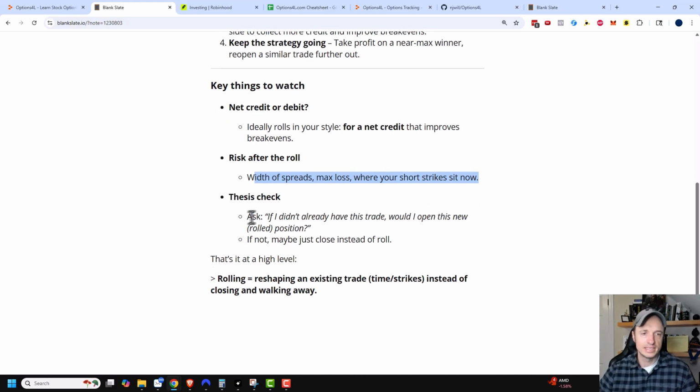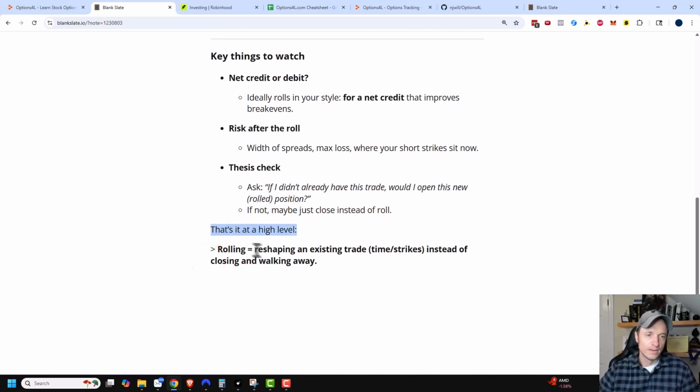And then a thesis check: if I didn't already have this trade, would I open this new rolled position? And if not, maybe you should just call it quits and close out the trade, even at a loss, instead of rolling for it. Like they say, never try and catch a falling knife. But of course, do your own research. This is your trading and you can handle it however you want. So that's it at a high level. Rolling is reshaping an existing trade by moving time or strikes instead of closing and walking away.